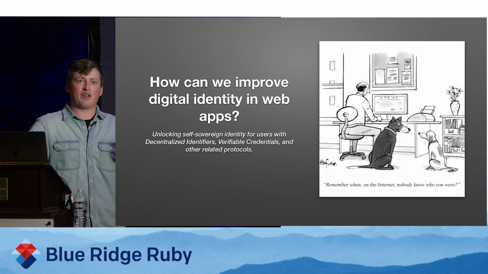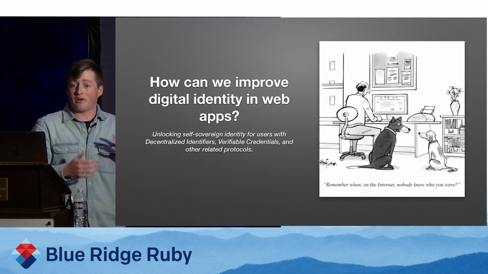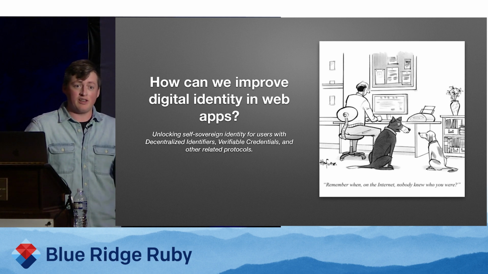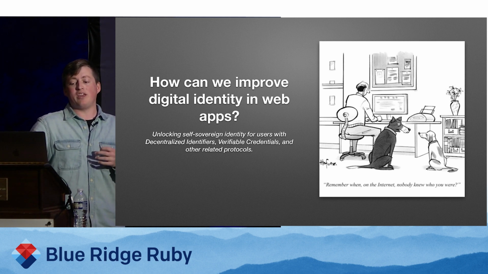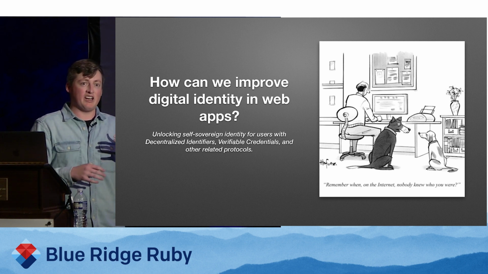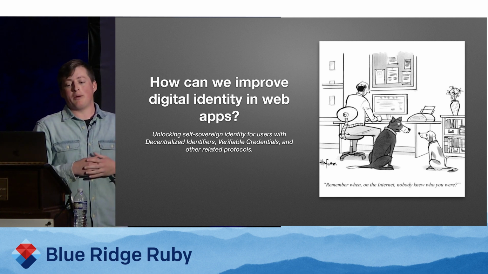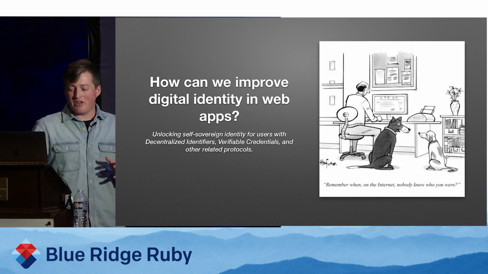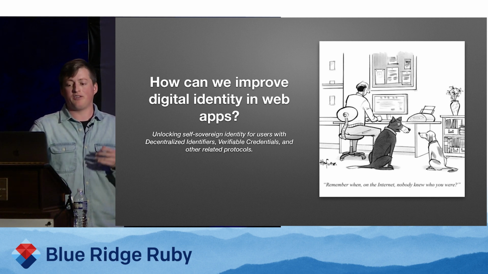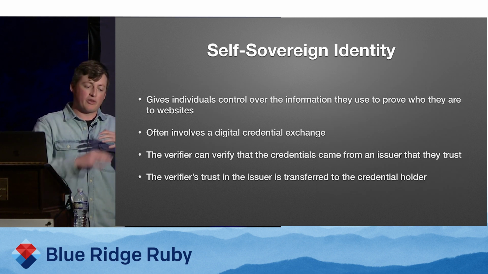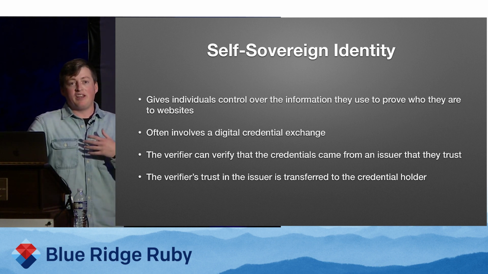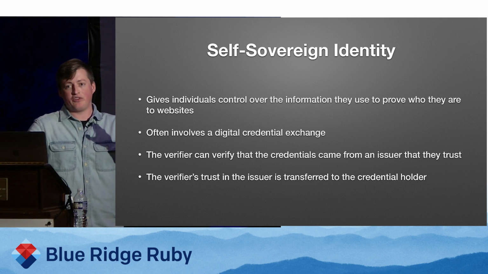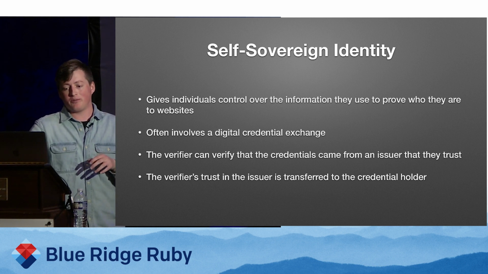So that's a little bit about why I think it's relevant for us as web app developers, why digital identity systems are important. So how can we improve digital identity in our Ruby web applications? And I'm going to introduce a couple new concepts, I think, to the Ruby community. One is this overarching theme called self-sovereign identity, which really just means enabling your users to manage their own data using some new protocols.